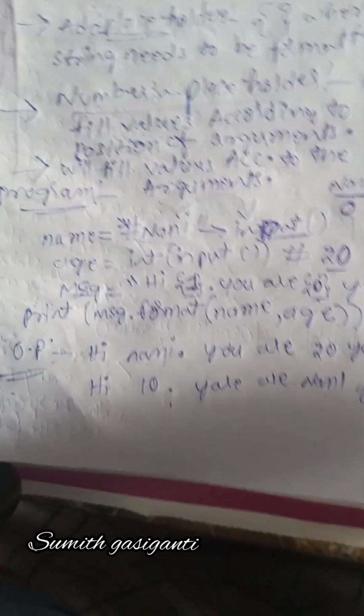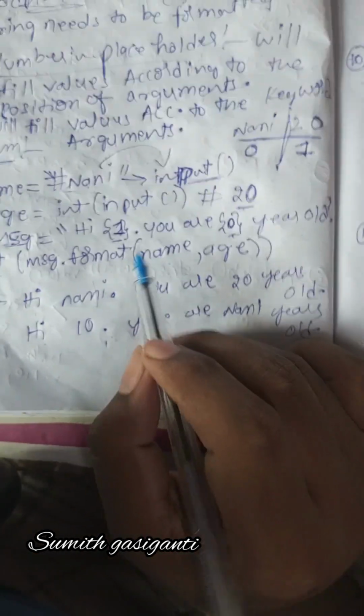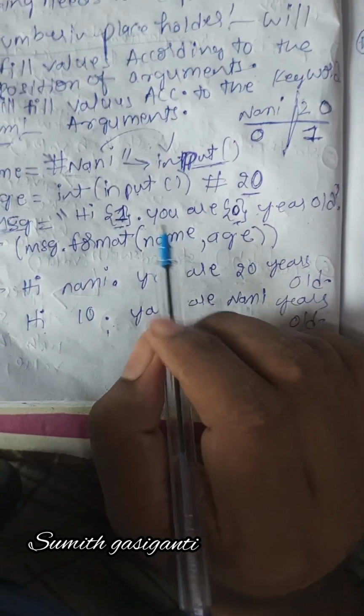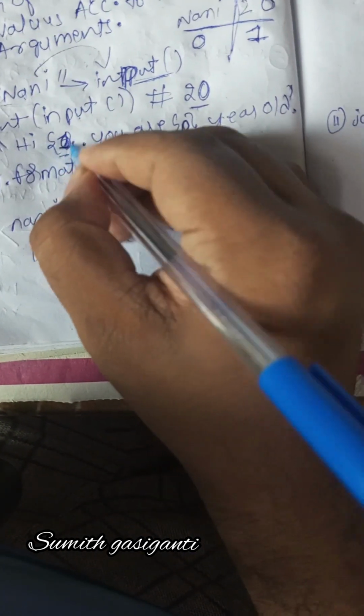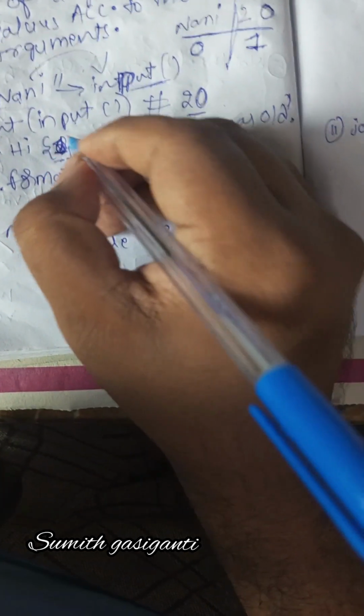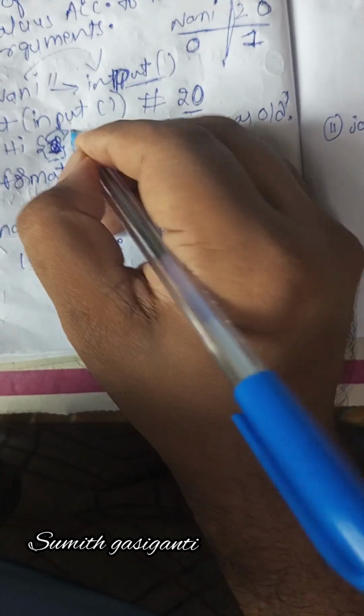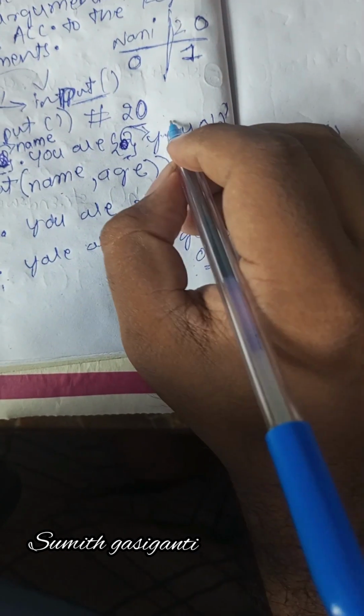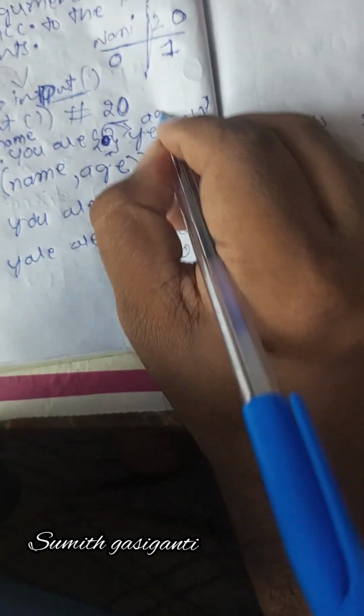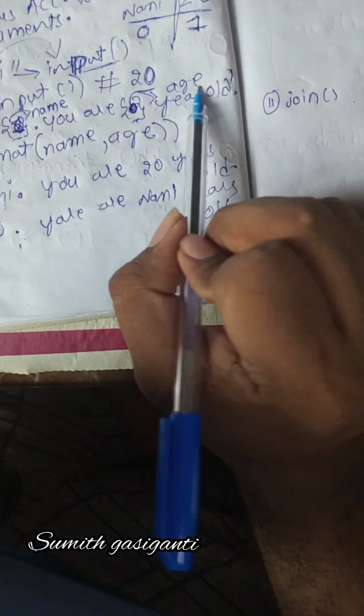See, in naming placeholders, previously I wrote numbers, now I am naming. I want the name here, so I erase it and in brackets I write name. I am erasing 0, and in brackets I am writing age. This is how I am naming age and name. So what will be the output?